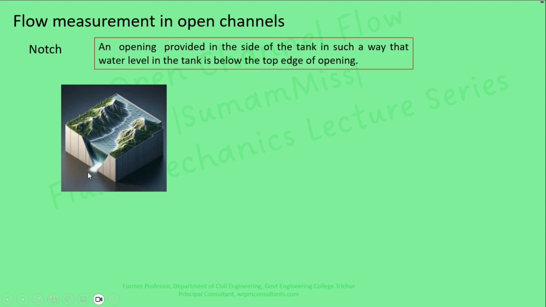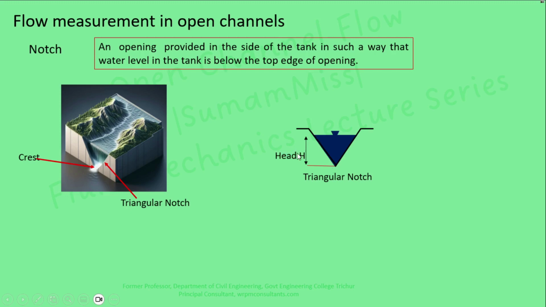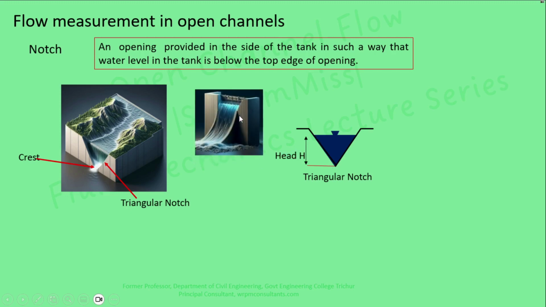Here you can see a triangular notch, and the water available in this tank is below the top edge of this notch. The bottom edge of the notch is called the crest. So here this is the crest, and the vertical distance between this crest and the liquid surface is called h. The sheet of water that is flowing over this crest is called the nappe.